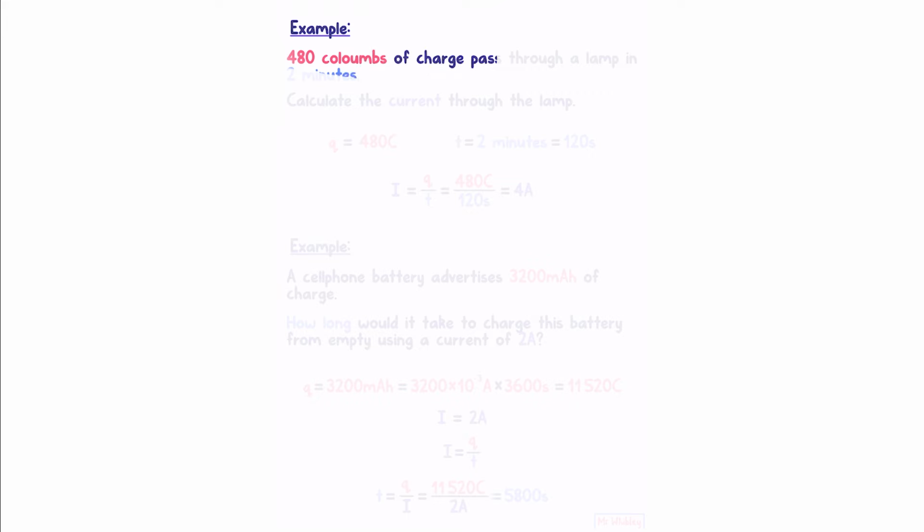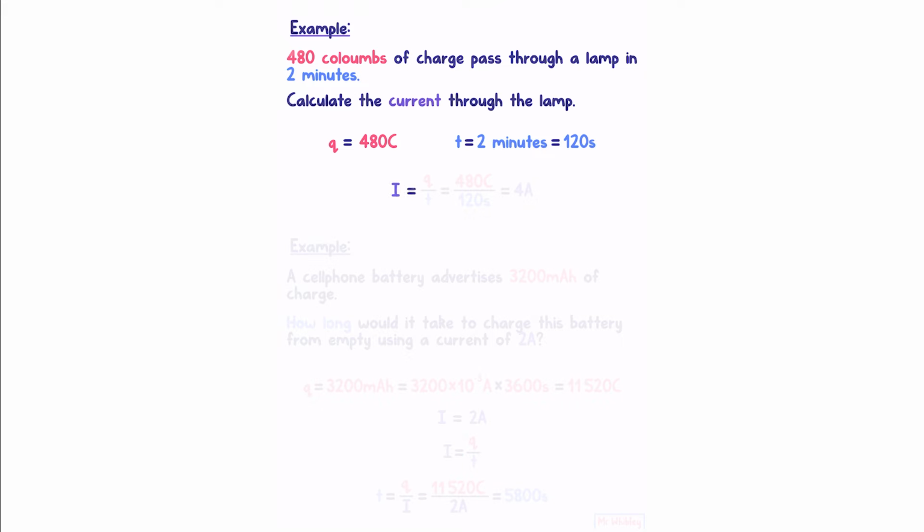480 coulombs of charge pass through a lamp in 2 minutes. Calculate the current through the lamp. So we know our charge is 480 coulombs, and we have a time of 2 minutes, which is 120 seconds. Current is charge over time. Putting in those numbers gives us 4 amps.